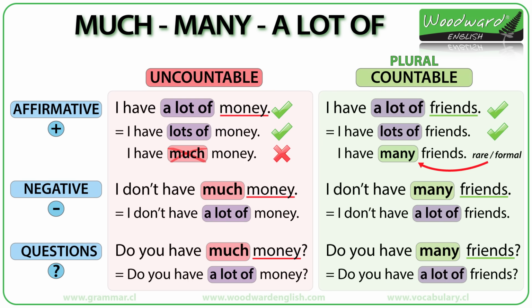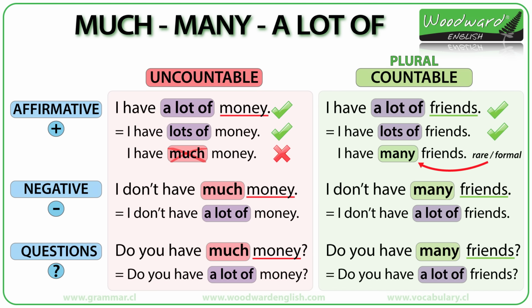Have a look at this summary chart. With uncountable nouns in affirmative sentences, you can say, I have a lot of money, or I have lots of money. The last one is more informal. But you cannot say, I have much money. No, that is not correct. Avoid using much in affirmative sentences.